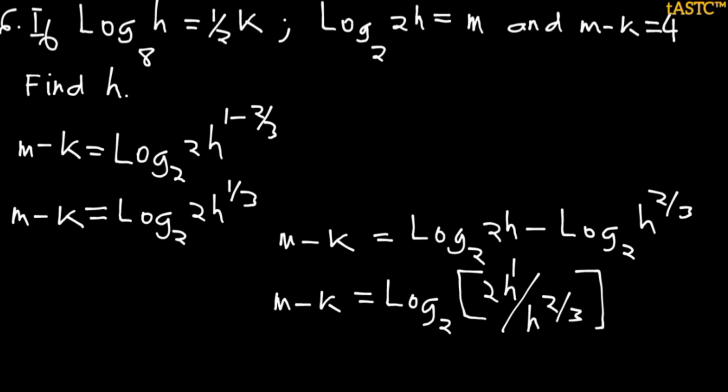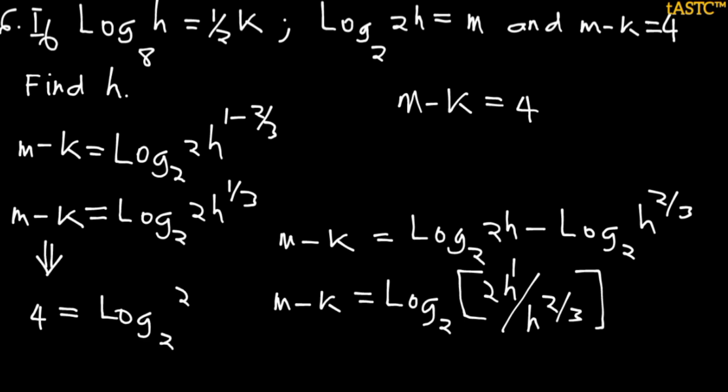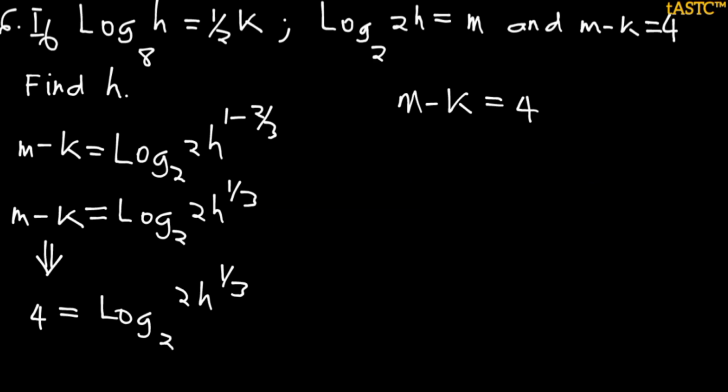Now, we already know that m minus k was told to be equal to 4. So I need to change this to a 4. This is going to be a 4. And here we're going to have log to the base 2 of 2h to the 1/3. Now, I'm going to change this from its logarithmic expression into an indicial one. And we're going to have 2 to the 4th, and that will be equal to 2h to the 1/3.